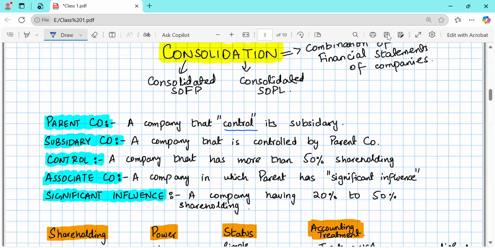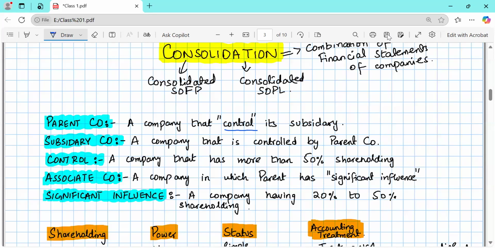Then comes the associate company. There's another type of company we call an associate company. An associate company is a company in which a parent has significant influence. So there is a difference between control and significant influence. Significant influence means that you have a shareholding of somewhere between 20 to 50% in another company. You will say that I have significant influence in the company. Like if company A has 40% shares of company B, it means you have significant influence in that company, and that company will be your associate company.